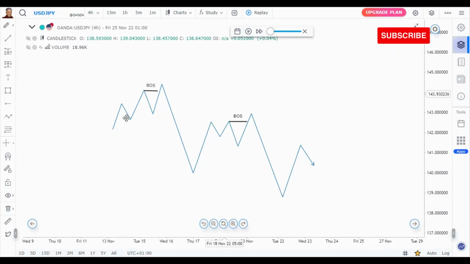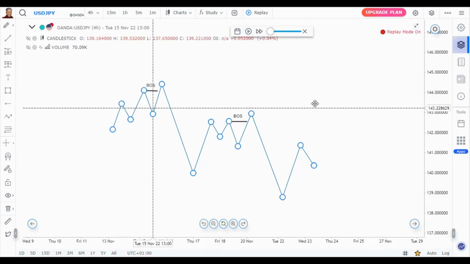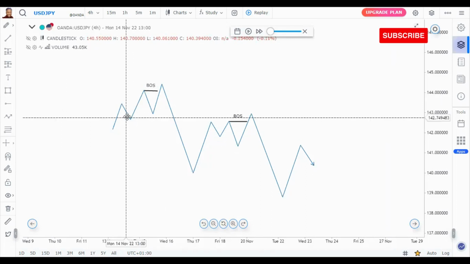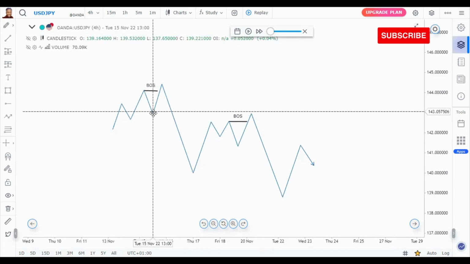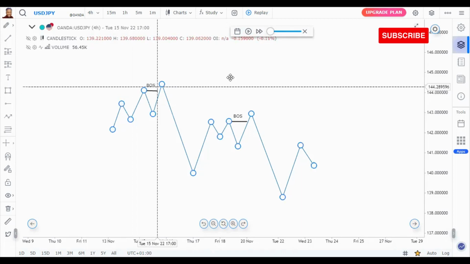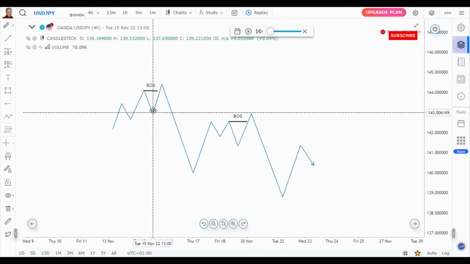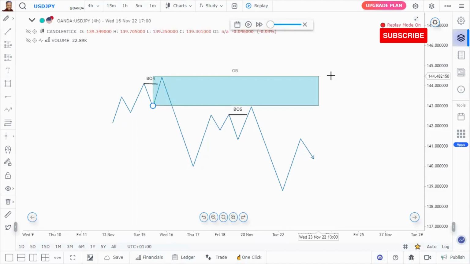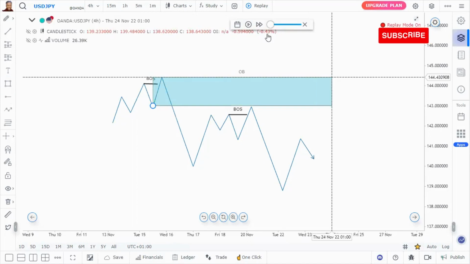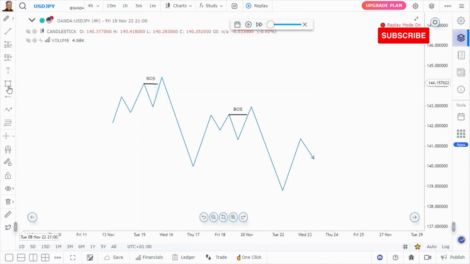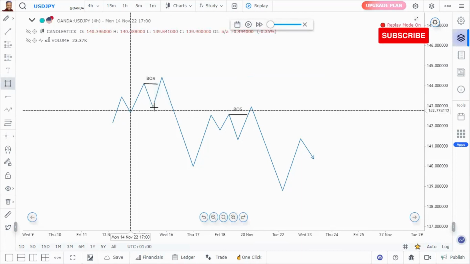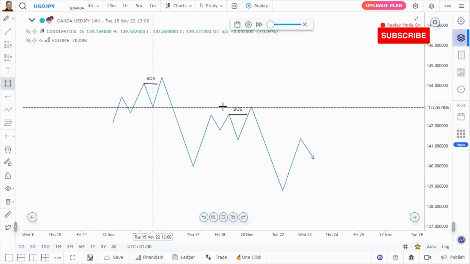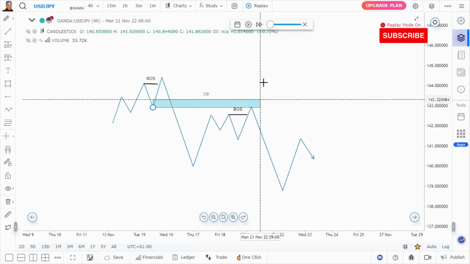So right here, we have one level, we have two levels. What differentiates this level from this one is this level is the last structure low that broke the structure high. This low is where the order block is. Institutional traders usually highlight this area that broke structure as the order block to sell from. But since we are trading the break and retest, we don't trade order blocks. Instead of taking this low, we'll pick this low to trade from. So right here, we have our low to trade from.